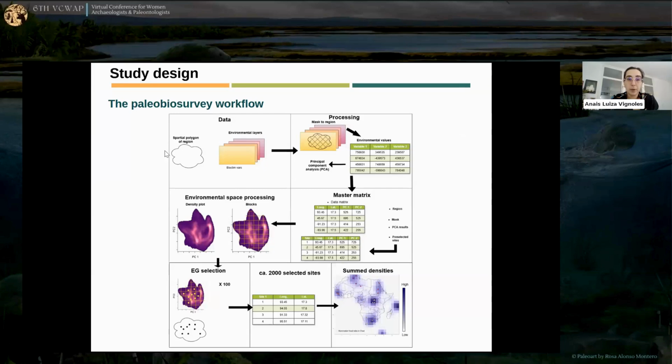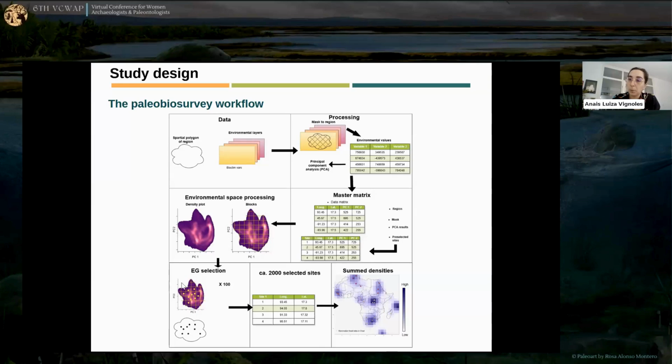The workflow that we used was basically, we take this environmental data and the region of interest, so here Africa. Then we process this data to make them into a master matrix of principal component analysis for the different variables. And then what biosurvey will do is that it's going to divide the environmental space into blocks. And within these blocks, it's going to select evenly distributed points that will also be evenly distributed in geography, or as much as possible.